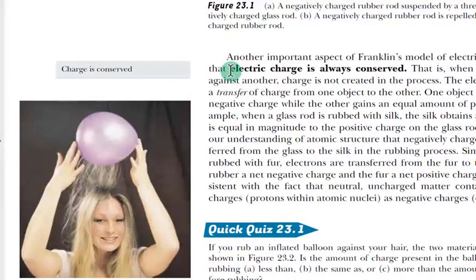It states that electric charge is always conserved. You've probably heard about the laws of conservation of mass and the laws of conservation of energy. Well, here is another law of conservation, or the principle of conservation of charges. Charges are neither destroyed nor created.